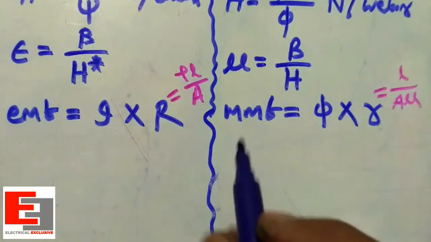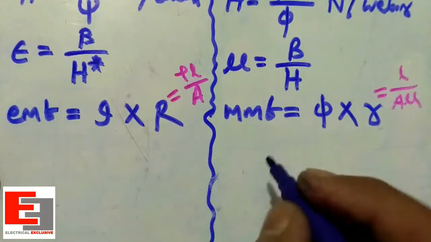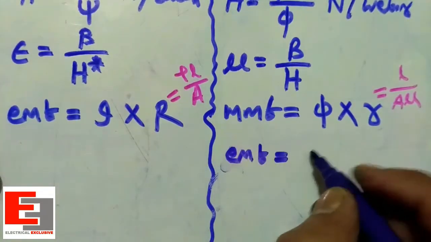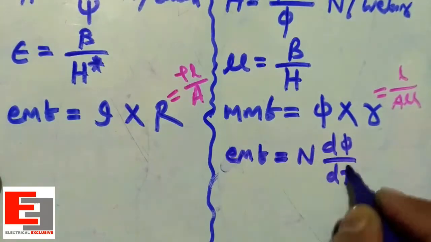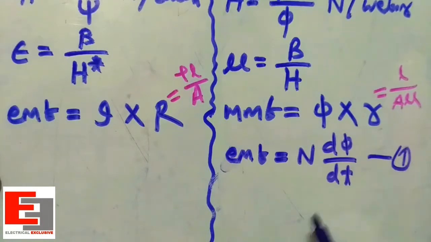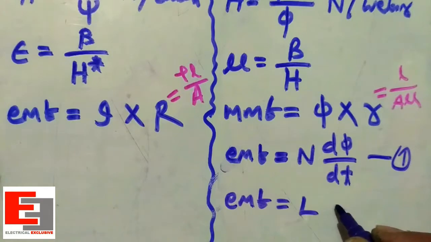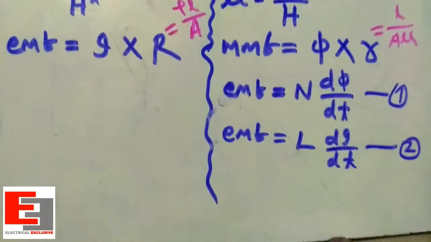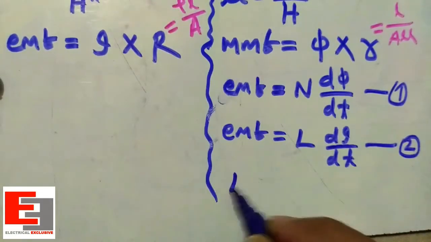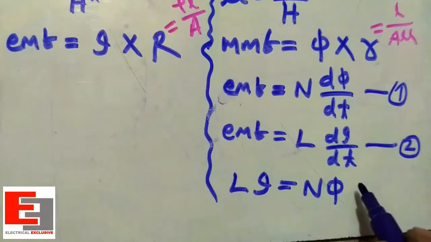To evaluate the other equations, we need to relate the MMF with the EMF. EMF is equal to N d phi by dt. This is one equation. Another equation for EMF is L di by dt. This is the second equation. From these two equations, Li is equal to N phi, which is the value of MMF.